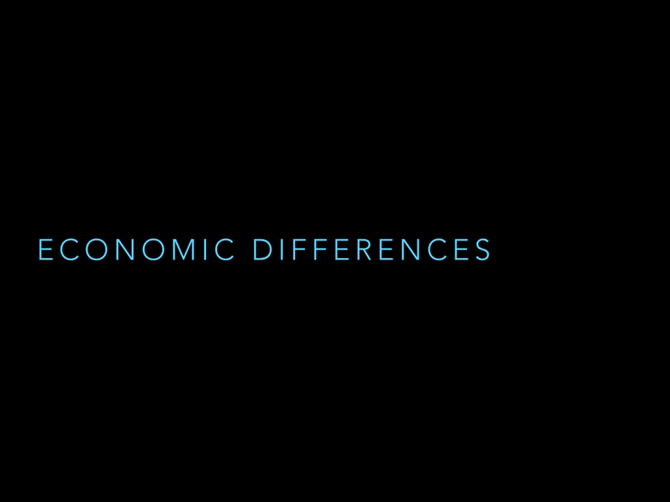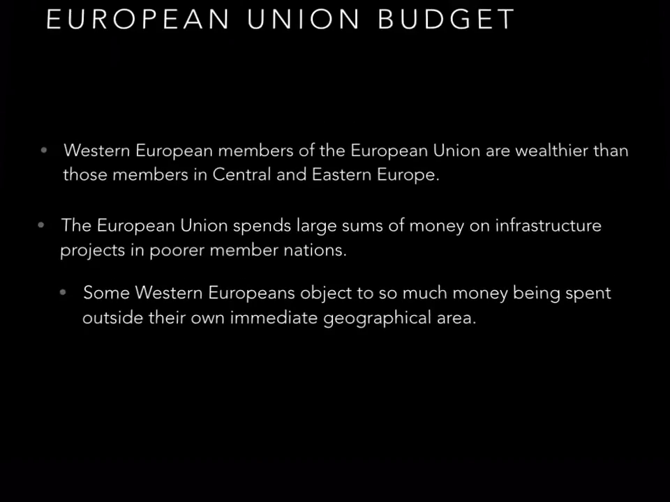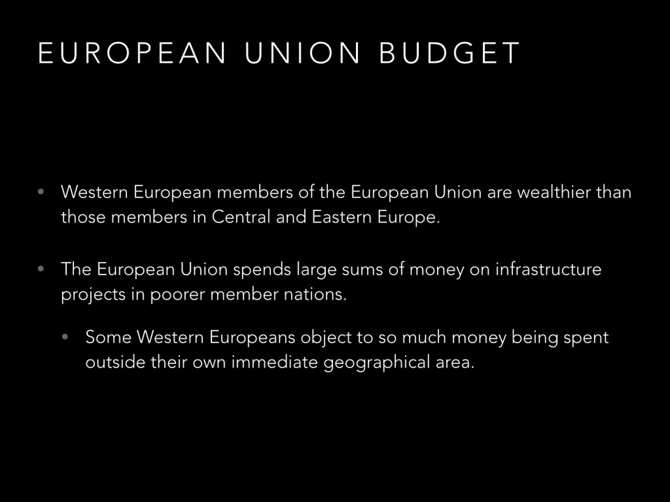Economic differences. European Union budget. The Western European members of the European Union are wealthier than the members in Central and Eastern Europe. This is due to historical differences. The European Union spends large sums of money on infrastructure projects in these poor member nations. And some Western Europeans object to so much money being spent outside their own immediate geographical area.